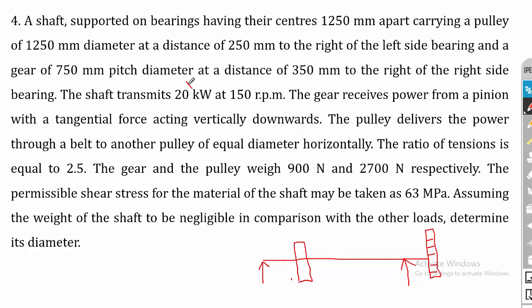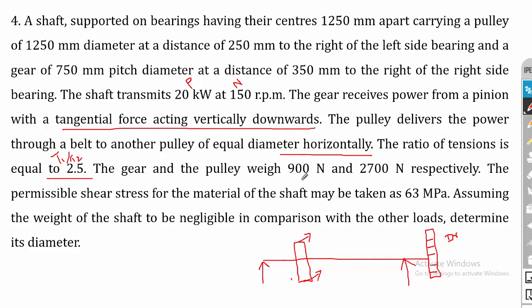The shaft transmits 20 kilowatt power at a speed of 150 rpm. The gear receives power from a pinion with the tangential force. So the gear is a driven gear since it receives the power, and here also the tangential force is acting in the vertical downward direction. So the problem is almost the same. The pulley delivers the power through a belt to another pulley of equal diameter horizontally. So the pulley is a horizontal belt drive. The ratio of tensions is 2.5, so T1 by T2 is equal to 2.5.